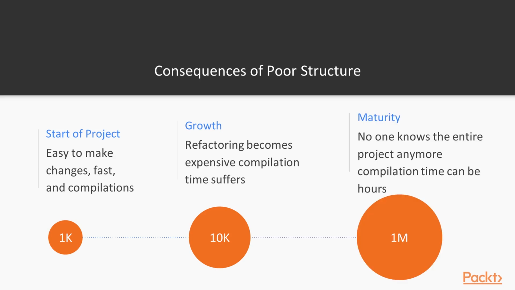And when a project matures and reaches a point where not a single developer can possibly know all the details about it, it becomes virtually impossible to refactor it. Compilation at this point can take hours, and the bigger the project is, the harder it is to create a good structure. This is why it's important to start with a good structure from the beginning.